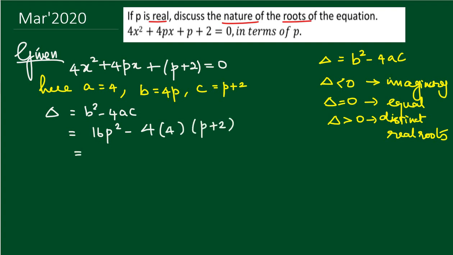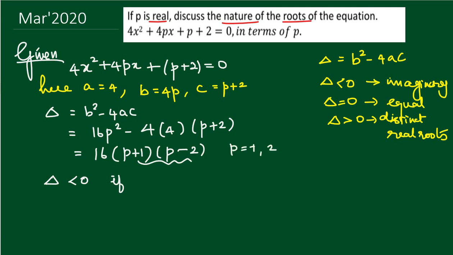Simplifying the given equation, this is equal to 16p squared minus 16p minus 32, or this can be written as 16 into (p plus 1) into (p minus 2). Now delta becomes less than 0. Equating these factors to 0, we get p equal to minus 1 and 2. So delta becomes less than 0 if p lies between minus 1 and 2.